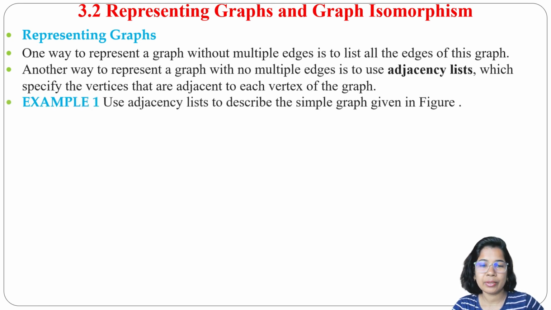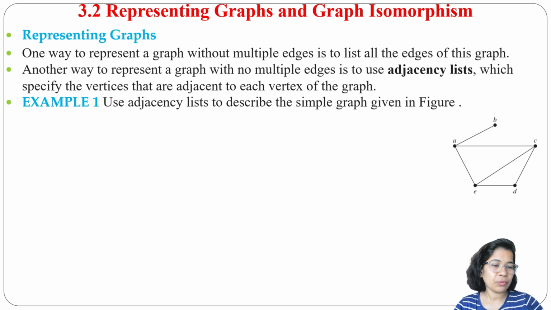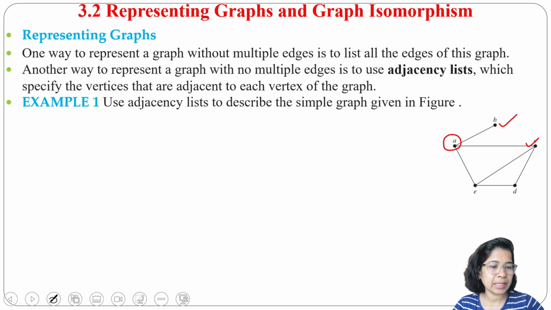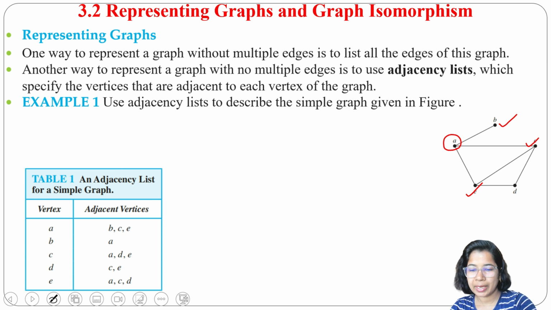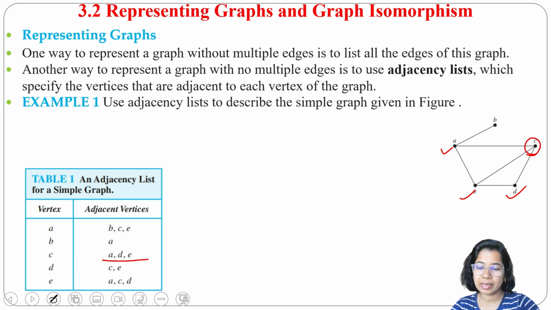Let's see one example. Use an adjacency list to describe the simple graph given in the figure. This is a simple graph, no multi-edge, no self-loop. Now I will represent it using the adjacency list. For vertex A, B, C, E are adjacent. For B, A is the adjacent. For C, A, E and D are adjacent. Next for D, E and C are adjacent. Then for E, A, D and C are adjacent. So we list out all the vertices and write all their adjacent vertices. That is the adjacency list representation.